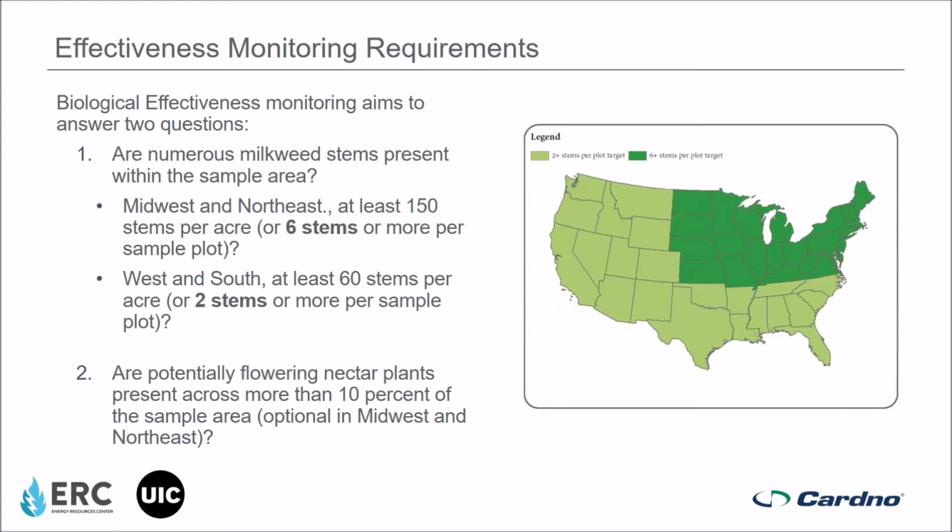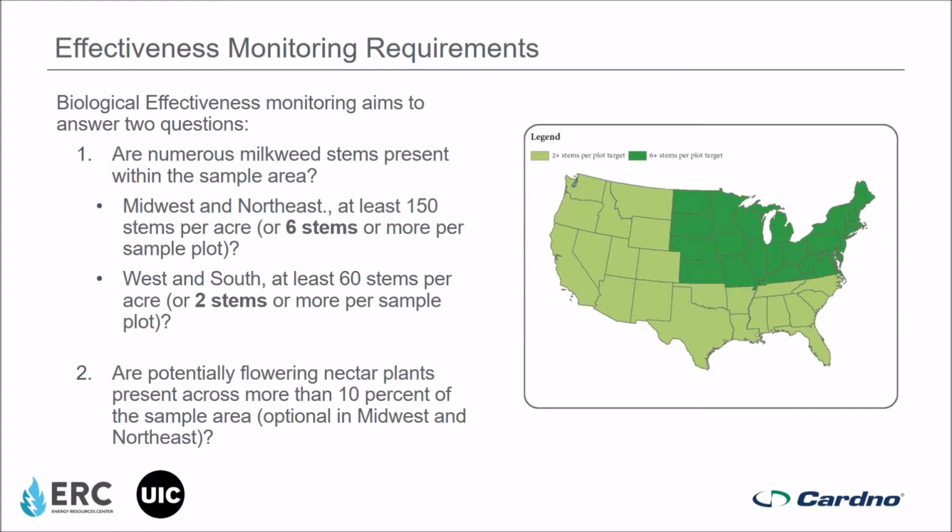So if you are sampling an area and you have 6 or more milkweed stems, that's considered a sufficient habitat quality for that plot. If you have less than 6 milkweed stems, again, that is a potential trigger that there's opportunities for improvements or potential adaptive management in the future. For the West and South states, those that are shown in light green, the threshold is 2 or more stems of milkweed per plot. So a slightly lower threshold for the South and the West.